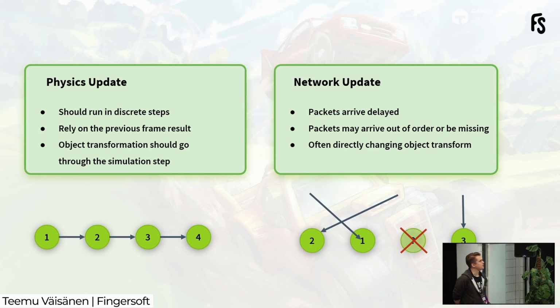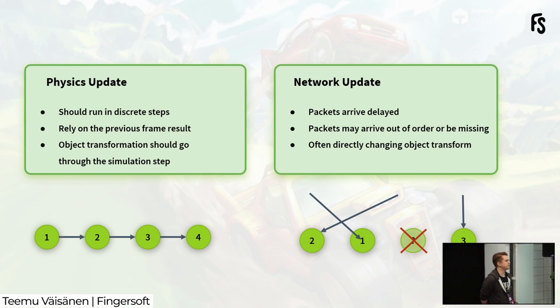constrained by. And then if you look at the network update side, you have the case where packets are arriving to the game. These are usually, for example, changing the transform of the object. There's always a latency between sending and receiving the packet, and the packets may arrive out of order, or they might be completely missing. And you often have the case where the network update is changing the object transform directly.